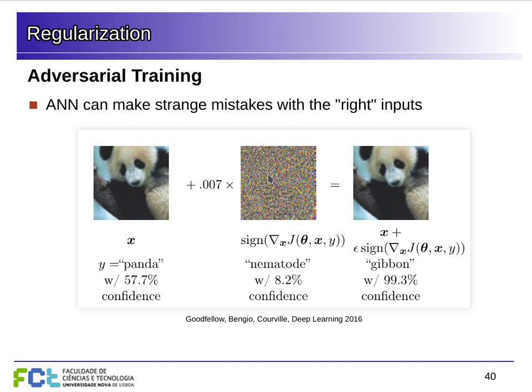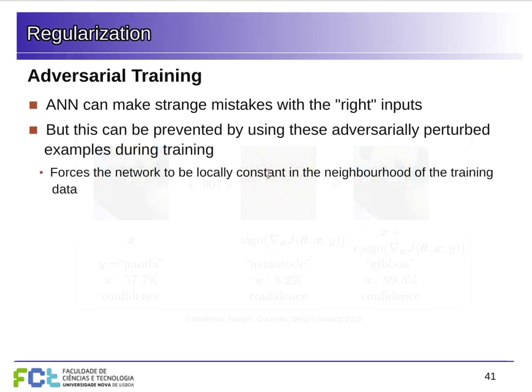But we can do this during training, so we can force the network to be more robust. By inserting these mistakes that are based on the gradient of the network, we force the network to look for solutions to the parameters where the gradients are not steep, and so it tends to be more robust to small variations in the input. This is another way of doing regularization.